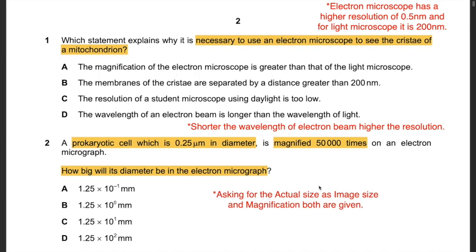Answer C, the resolution of a student microscope using daylight is too low. Yes, that is correct, as light microscope has a resolution of 200 nanometers, whereas electron microscope has a resolution of 0.5 nanometers. Lower the number, that means higher the resolution. Hence, C is the correct answer. Answer D, the wavelength of an electron beam is longer than the wavelength of light. That is incorrect, as shorter the wavelength of electron beam, higher the resolution.